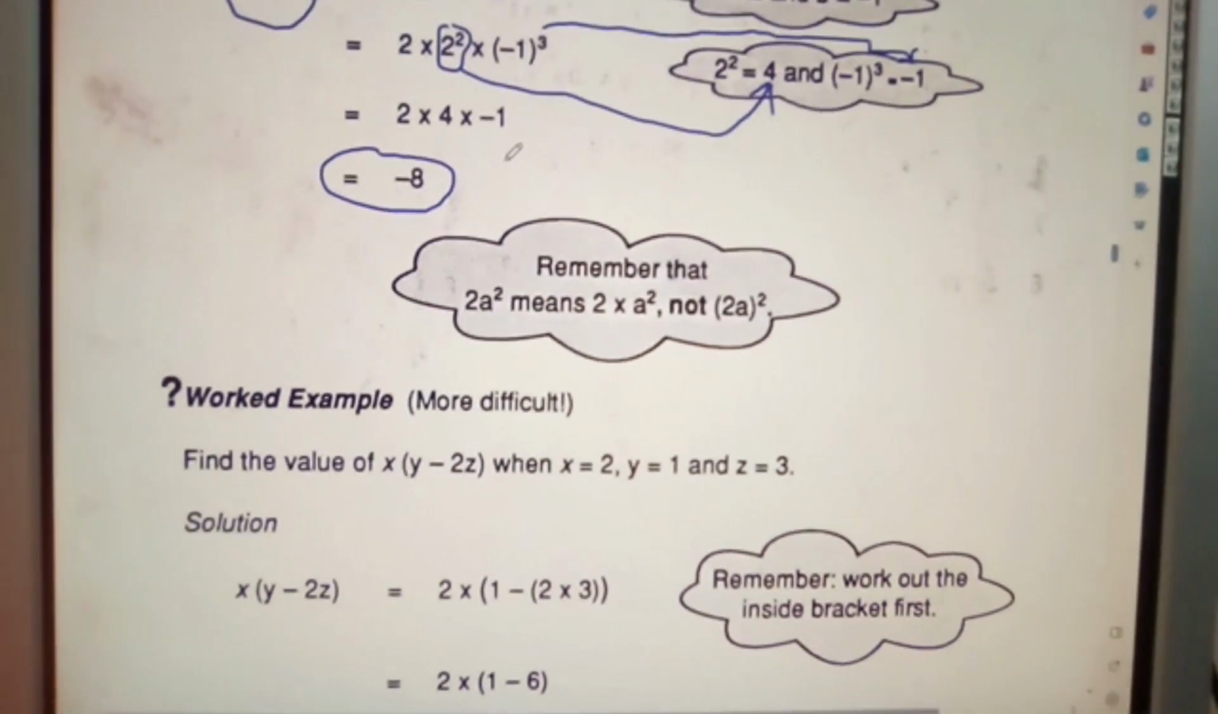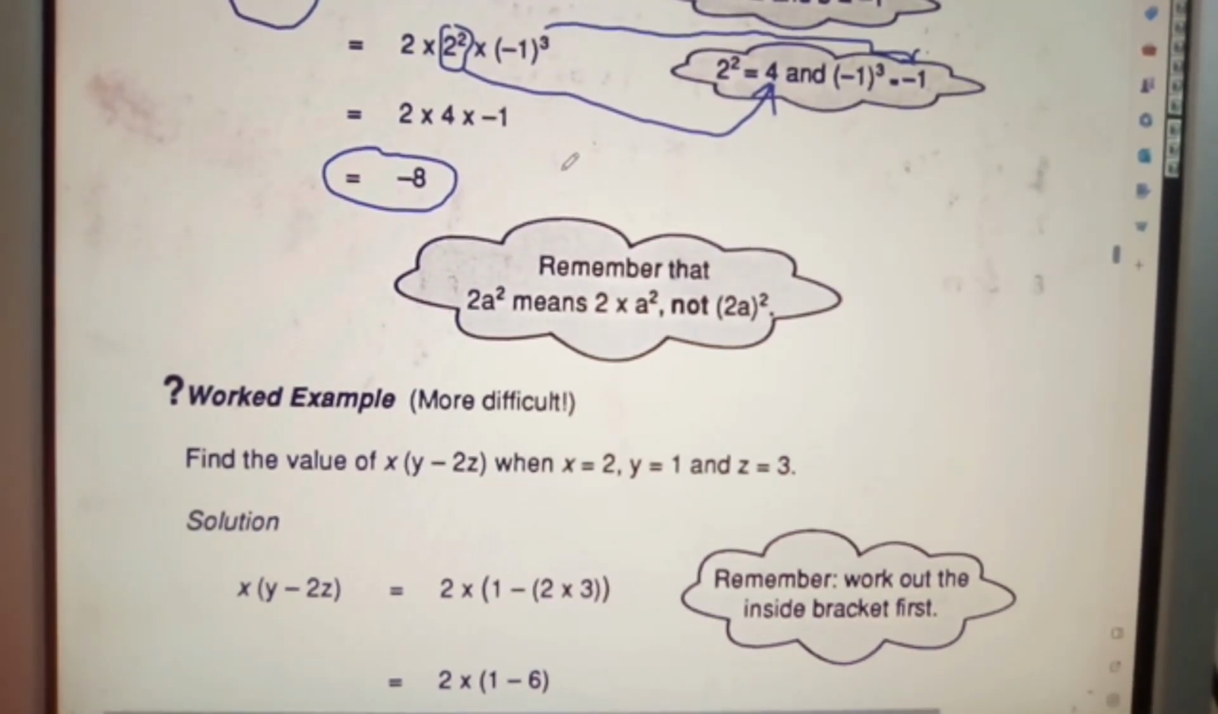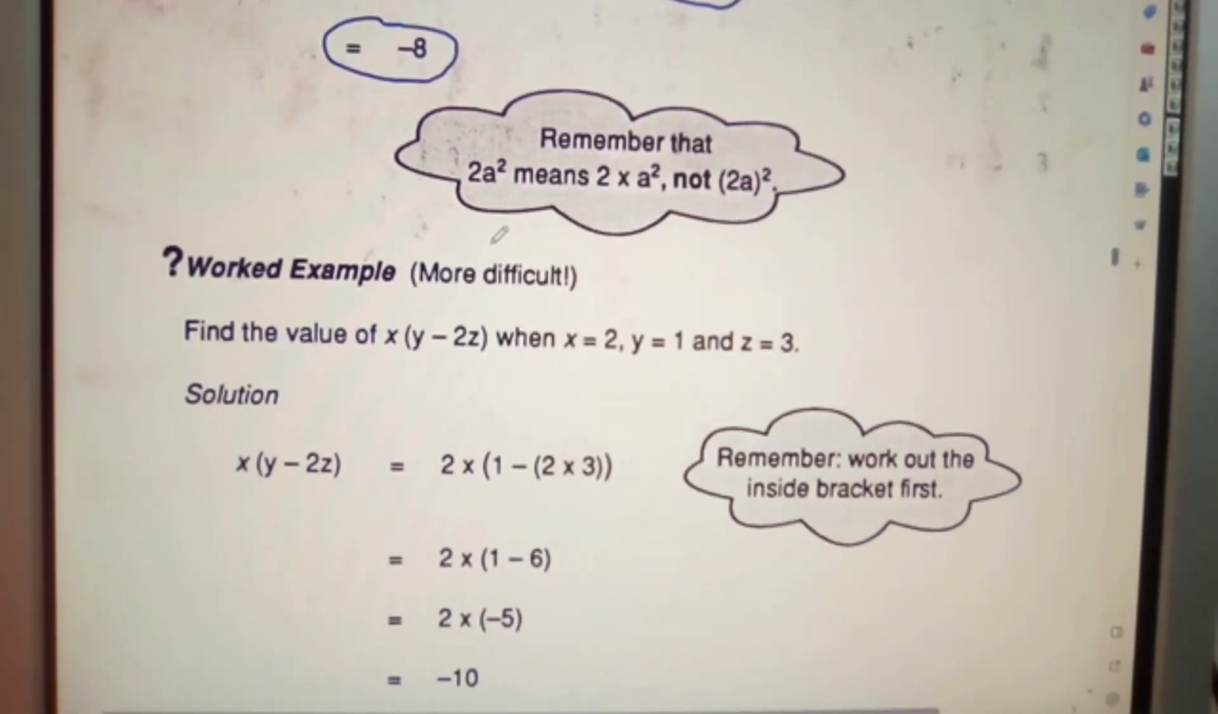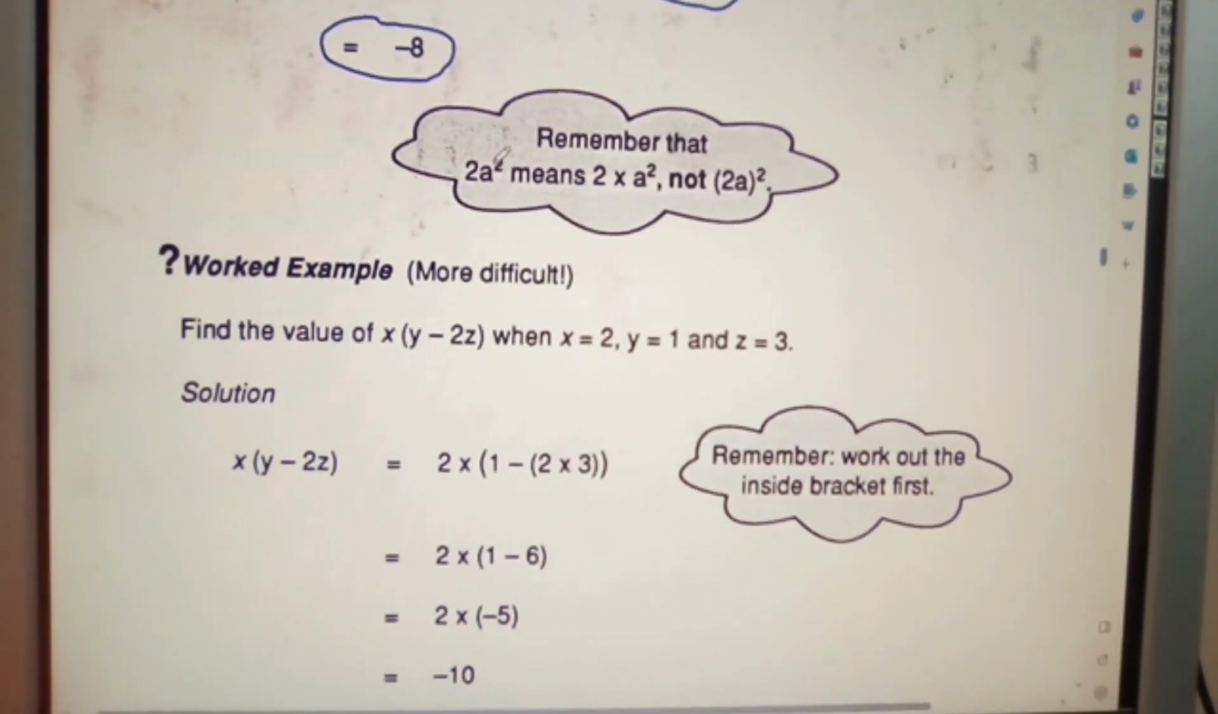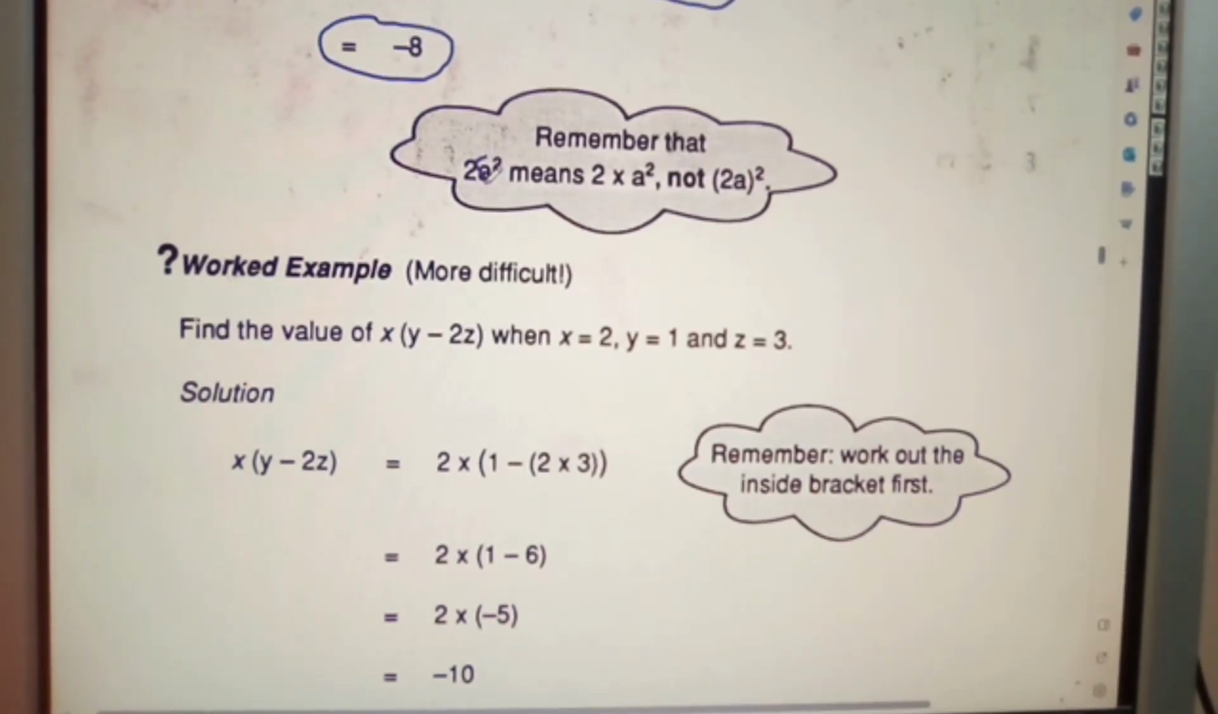Make sure you understand the concept and how these were worked out, okay? Because you can see here again, we are now beginning to apply an algebraic reference. And it makes a difference. 2a squared means 2 times a squared, not 2a all squared, okay? It is just the a that is squared, okay?